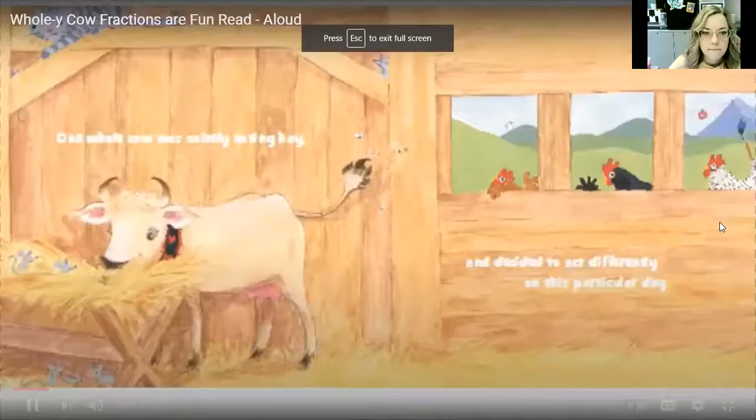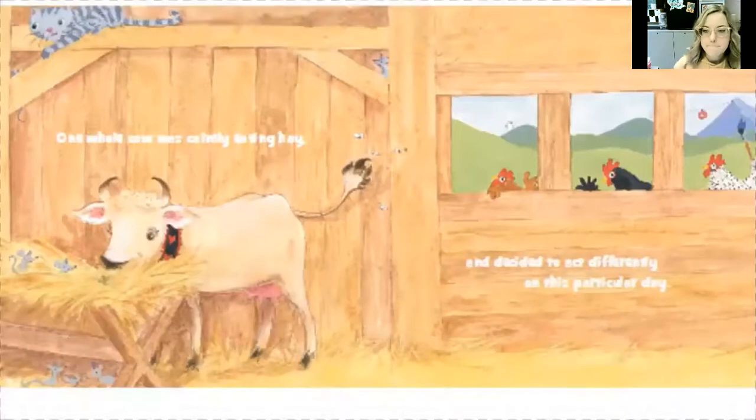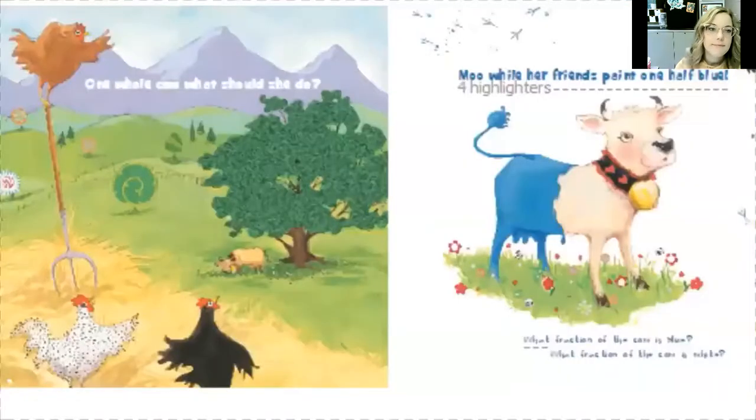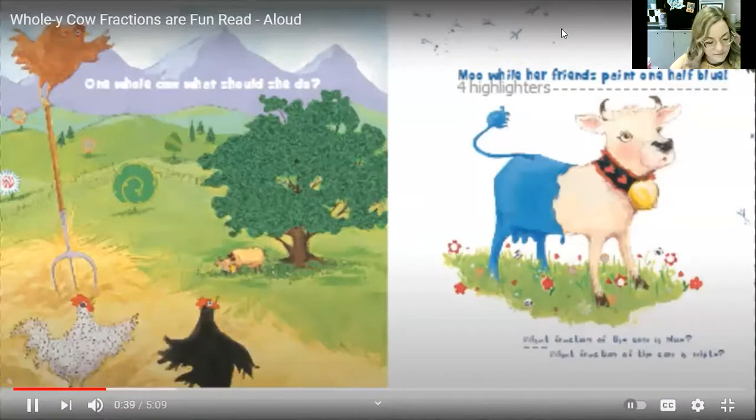Wholey Cow was probably deep and decided to eat differently on this day. One whole cow, what should she do? Moo while her friends paint. One half blue. What fraction of the cow is blue?